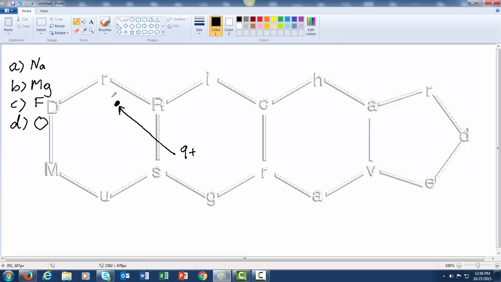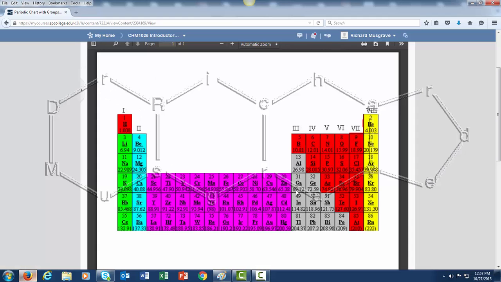So we've got 9 protons. We'll have 2 electrons in the inner shell, and then we'll have 7 in the outer shell. So that's a total of 9 electrons right there. 2 in the inner shell, 7 in the outer shell. The 7 was predicted by the group number. That tells us how many valence electrons there's going to be.